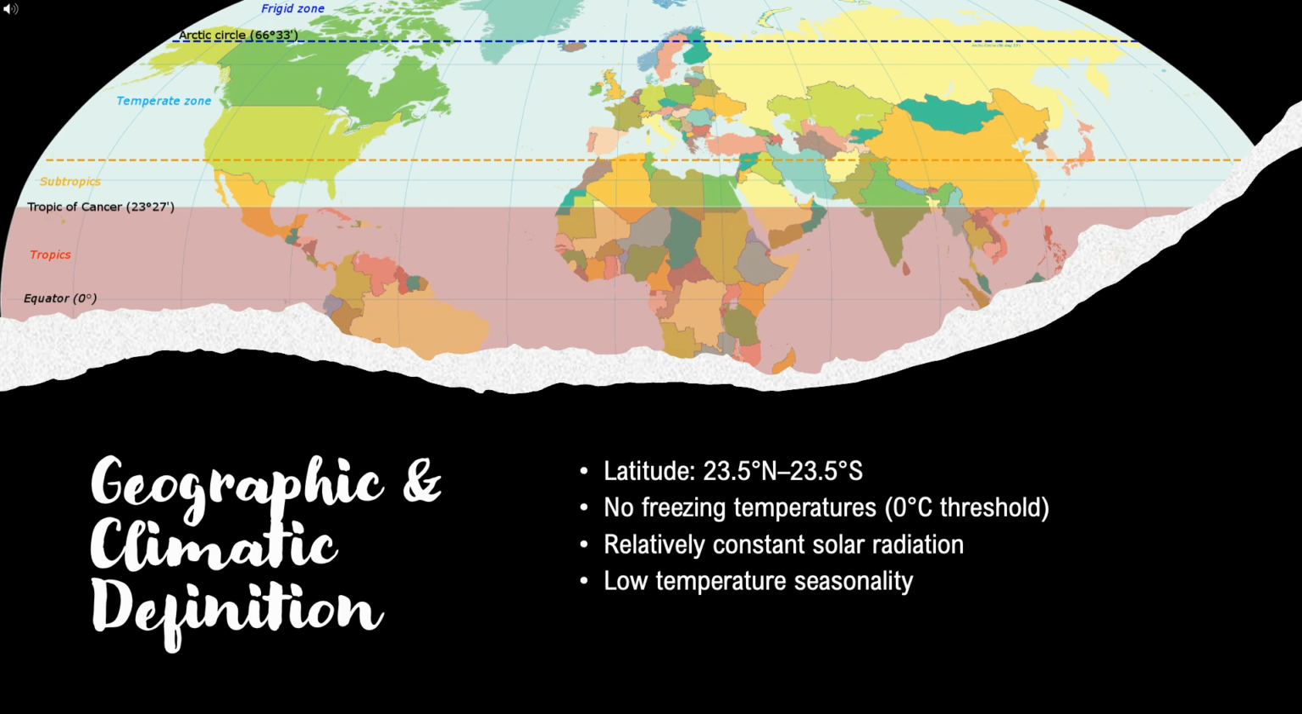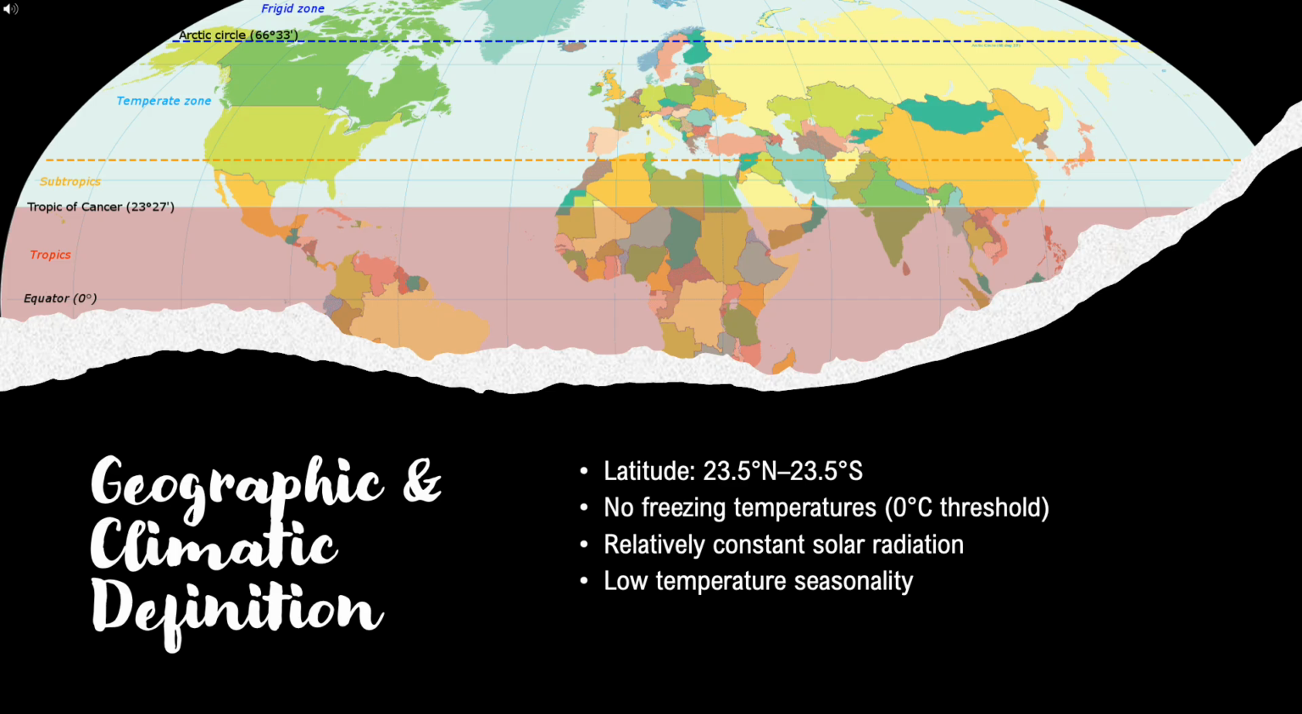Alright, let's get grounded in the basics. What do we actually mean when we say the tropics? Geographically, we're talking about the band of the Earth between roughly 23.5 degrees north, the Tropic of Cancer, and 23.5 degrees south, the Tropic of Capricorn. This zone covers much of South America, Sub-Saharan Africa, South and Southeast Asia, and Northern Australia.